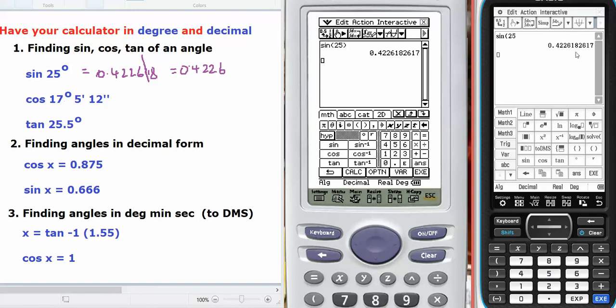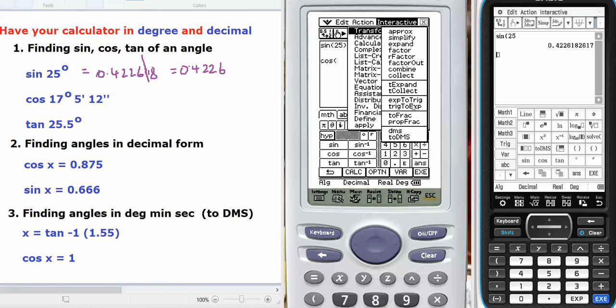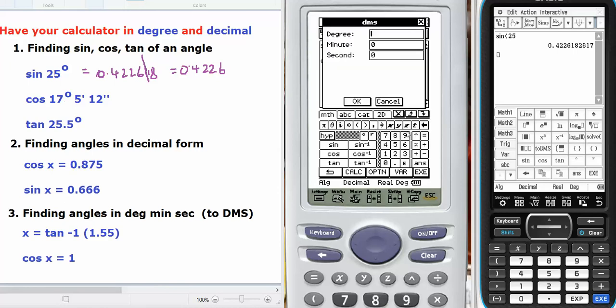And over here, I bring up my keyboard, I've got sine there, looking for 25 degrees, execute, and I get the same answer. Cos of 17 degrees, 5 minutes and 12 seconds. So cos, interactive, transformation, degrees, minutes, seconds. I have 17, 5, 12.